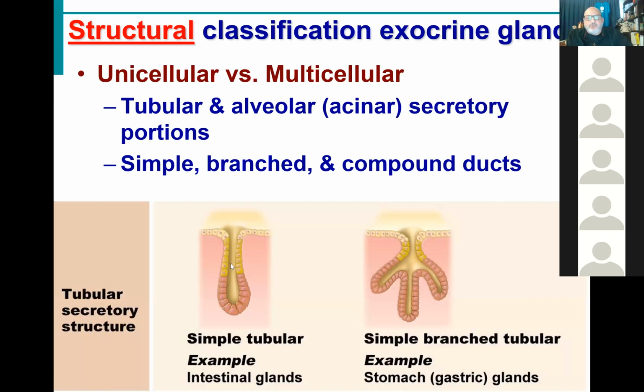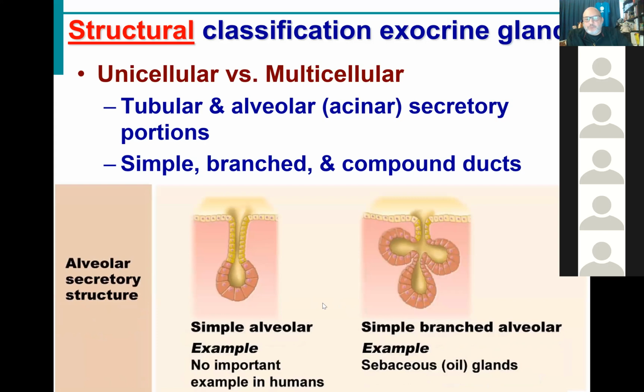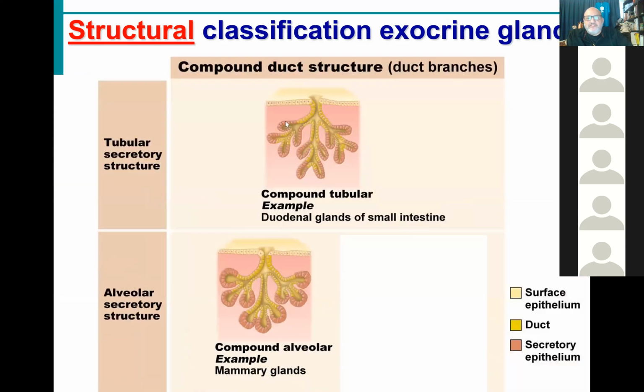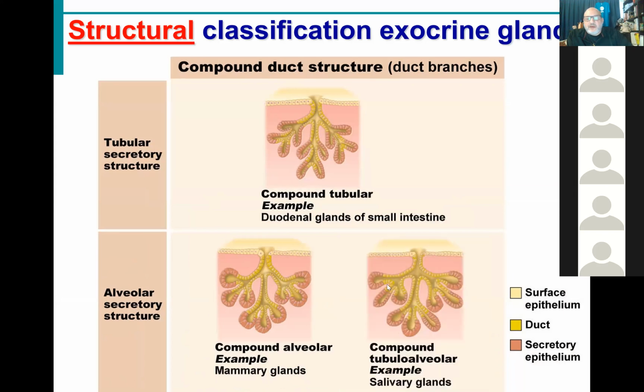Notice here is our simple tubular, and again, they call a simple branched tubular. These are their tube-shaped structures, and these are their ball-shaped structures. Notice they're not quite as differentiated as they could be, but they still show the difference between the single duct and the secretory structures. Here is the compound tubular, compound alveolar, and the compound tubular alveolar. So your book shows these as well, just the same way that I drew them.